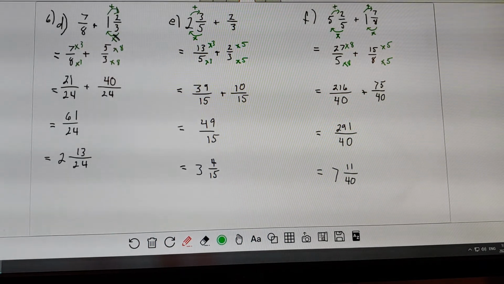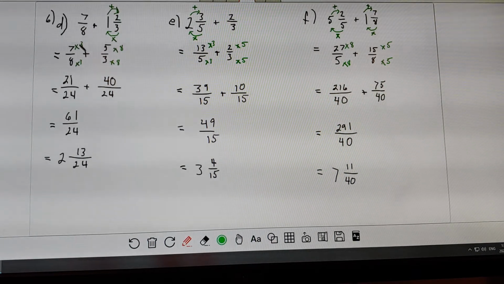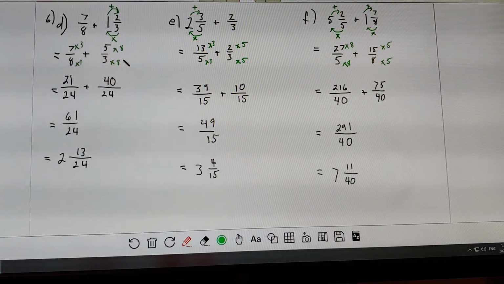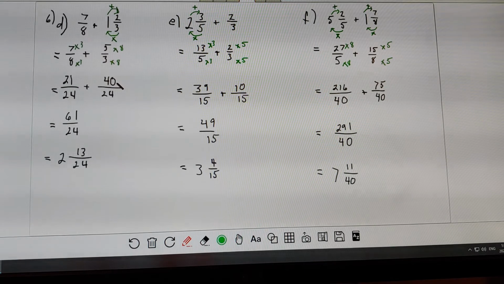Now that I have my mixed number as an improper fraction, now we'll find common denominators. Again, 3 is a prime number, so I'm just going to multiply the 2 denominators together. So this whole fraction gets multiplied by 3, and this whole fraction gets multiplied by 8. 7 times 3 is 21, 5 times 8 is 40. Add 21 24ths and 40 24ths together, I get 61 24ths.